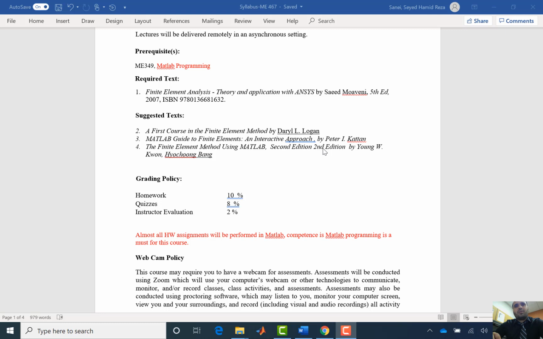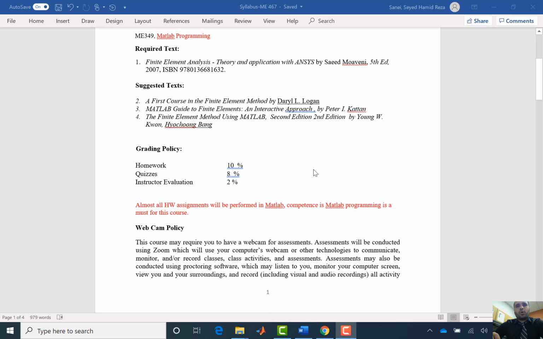And there are some other suggested texts that I recommend that you buy or find an online version so you would have it. That would aid you in completing your homework.